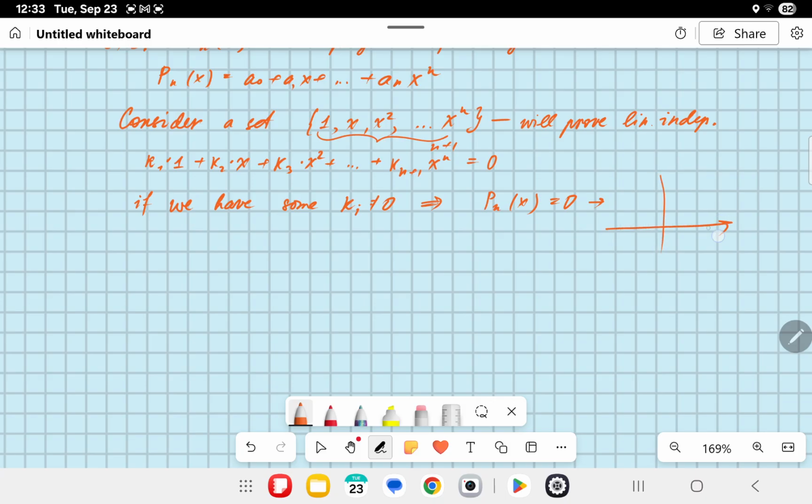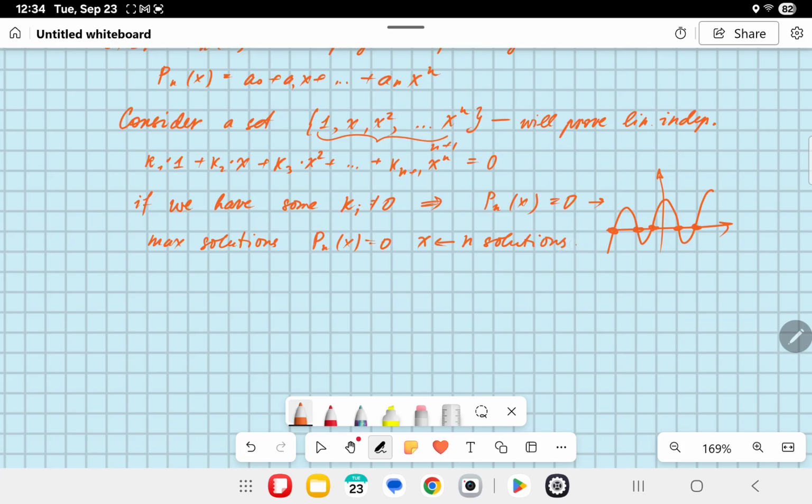Let me draw the picture. Well, I don't know what n is, but let's imagine that we have something like this. So this is 0, this is 0, this is 0, this is 0, and this is 0. For this specific picture, there are 5 solutions. But depending on n, the maximum number of solutions, or x's which turn it into 0, is n solutions.